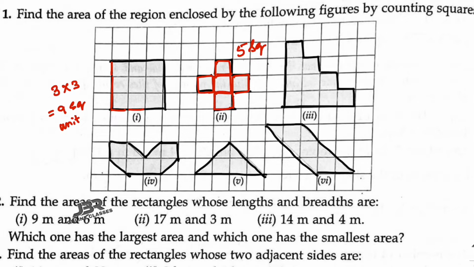Next, number 3. Here 1, then 2, 3, 4, 5, 6, 7, 8, 9, 10. Total 10 squares are there. So in that case your answer is 10 square units, because the area of each square equals 1 square unit, since 1 into 1 equals 1 square unit.